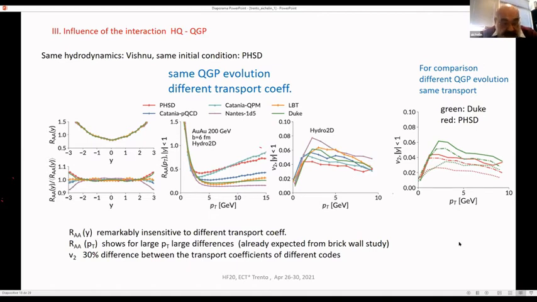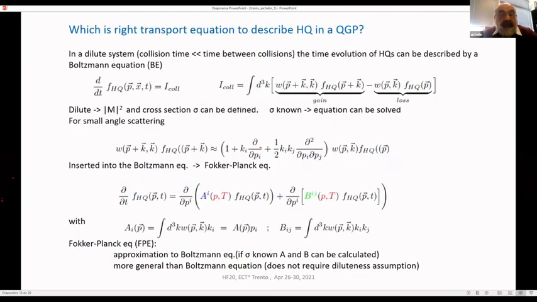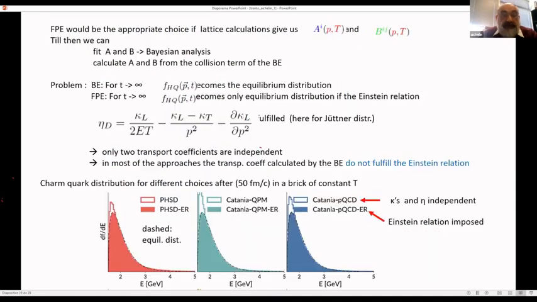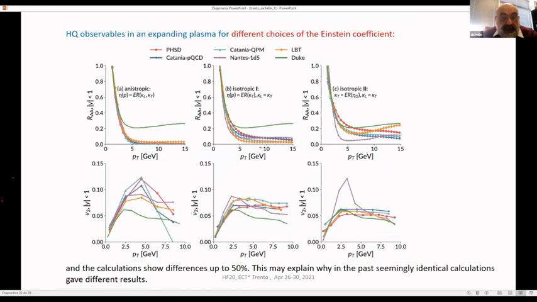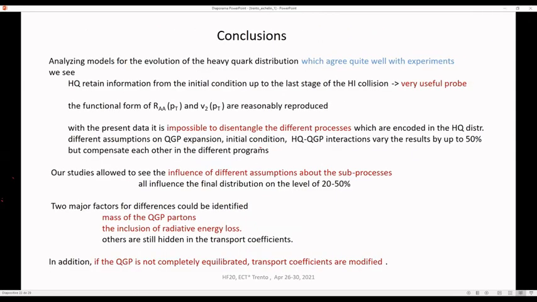So this means that all these different ingredients, the initial condition, the interaction of the heavy quark with the quark-gluon plasma, and the expansion of the quark-gluon plasma, in themselves can also yield differences of the order of 20–30%. Now, time-wise, I will skip this here because otherwise I do not come to the end. So let me come to the conclusion.